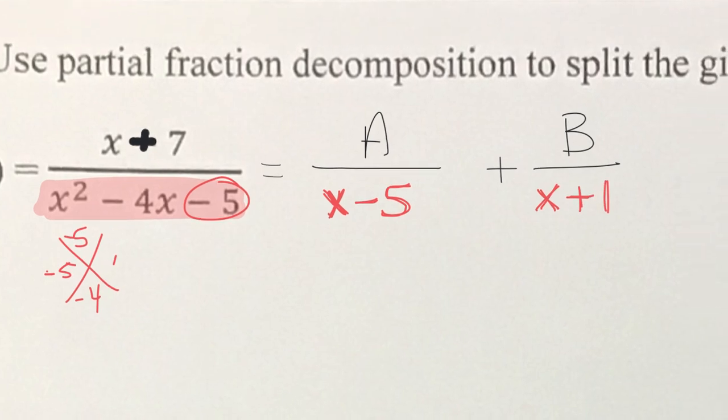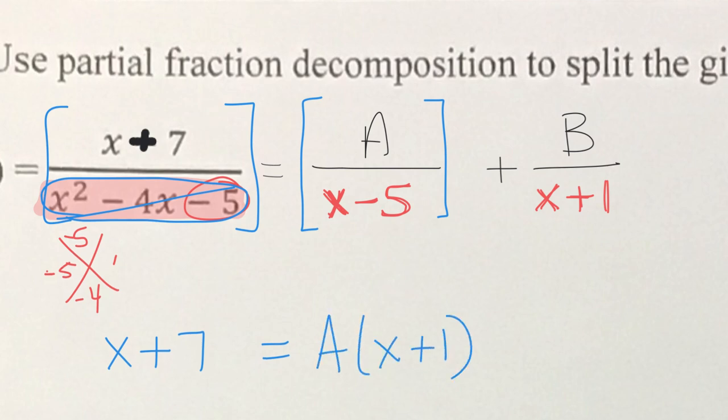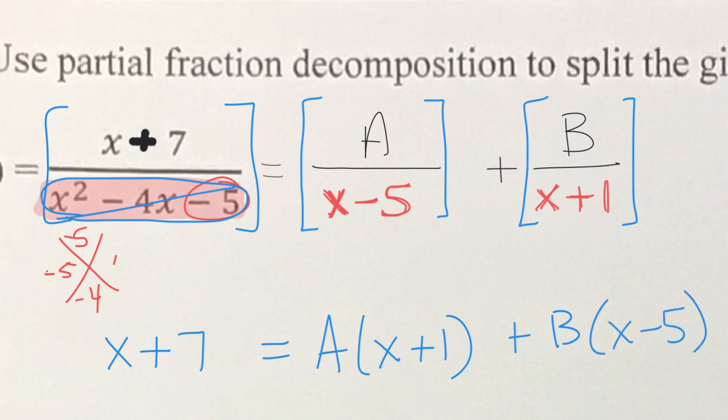Now our next step is to multiply by the LCD, right? The least common denominator, which is this entire quadratic. Okay, so when I multiply this term by that entire quadratic, the entire denominator cancels out and I get x plus 7. When I multiply this term by that entire quadratic, the x minus 5 cancels out and I'm left with x plus 1. And when I multiply this entire term by that quadratic, the x plus 1 cancels out and you're left with x minus 5.